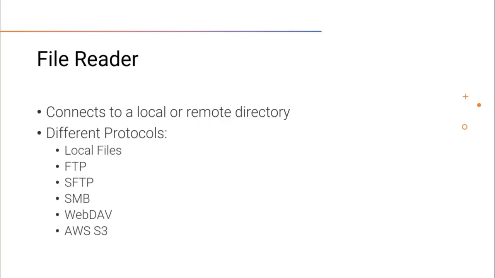The next connector we'll talk about is a file reader. This connector essentially reads files from a local or remote directory. This could be multiple different protocols. We could read files from local files, an FTP server, an SFTP server, use SMB, WebDAV, or an AWS S3 bucket. These protocols allow us to read the files and interact with the file system.